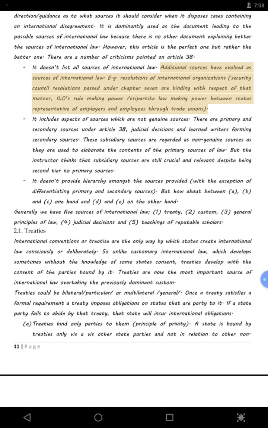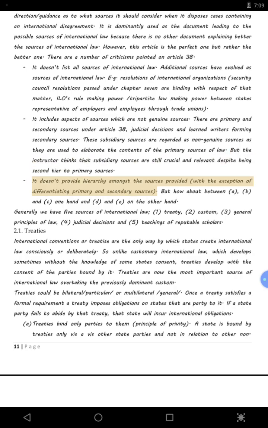Resolutions of international organizations. Security Council resolutions passed under Chapter 7 are binding with respect to that matter, and the ILO's rule-making power is a tripartite law-making power between states and representatives of employers and employees through trade unions. It also includes aspects of sources which are not genuine sources. There are primary and secondary sources under Article 38, with judicial decisions and learned writers forming secondary sources. These subsidiary sources are regarded as non-genuine sources as they are used to elaborate the contents of the primary sources of law. But the instructor thinks that subsidiary sources are still crucial and relevant despite being second-tier to primary sources.